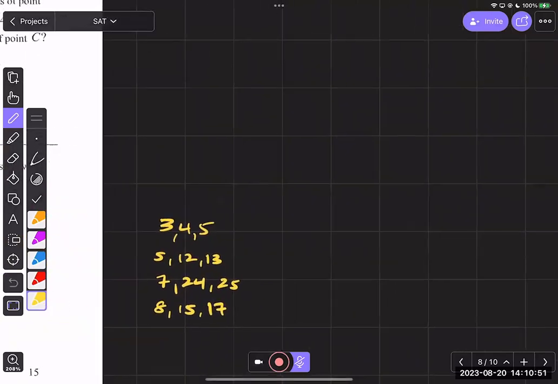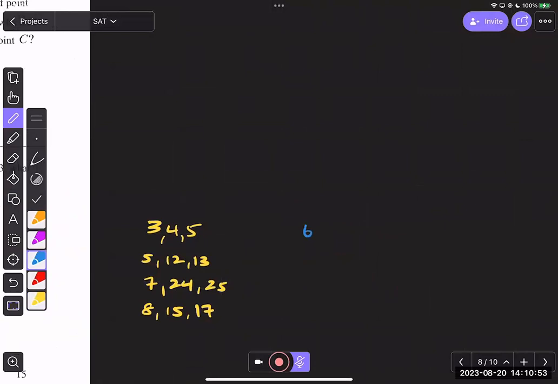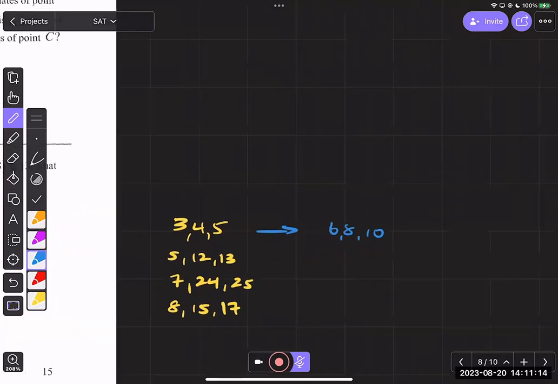Now, you might argue and say, oh, what about like 6, 8, 10, right? Isn't that a Pythagorean triple? And to be fair, it is. However, it's not a new one. The reason why is because it's just a multiple of the 3, 4, 5. So when I say the 3, 4, 5s, 5, 12, 13s, I'm referring to these and all multiples of them. I refer to all of them together. So that's what you're seeing here.